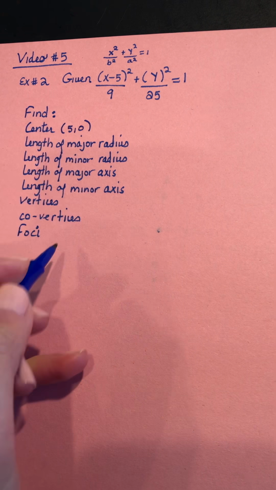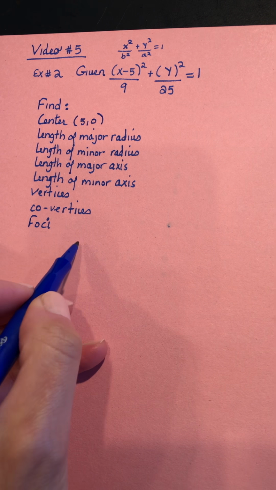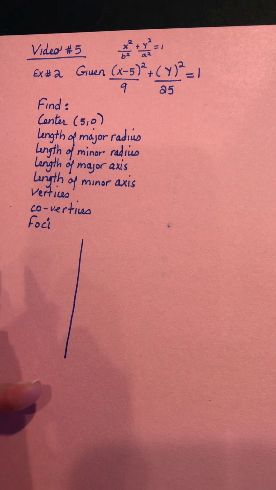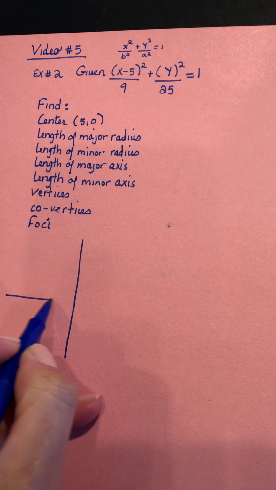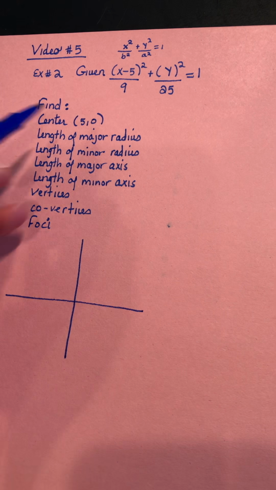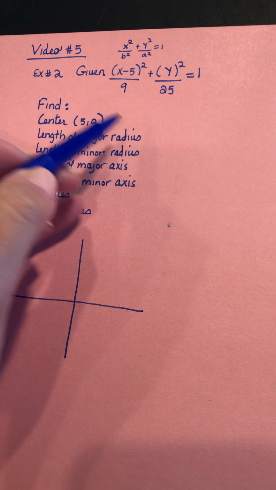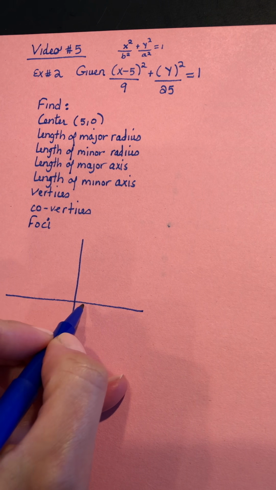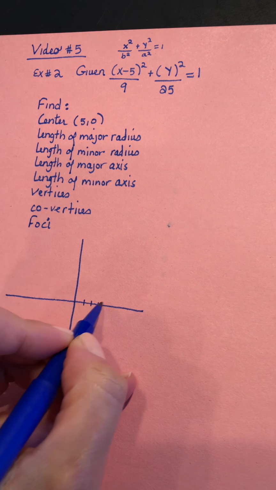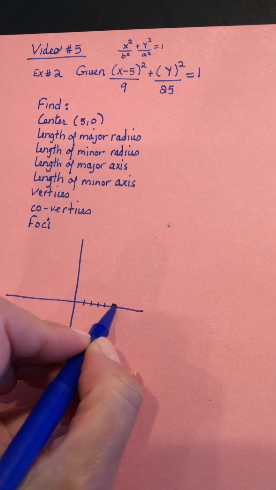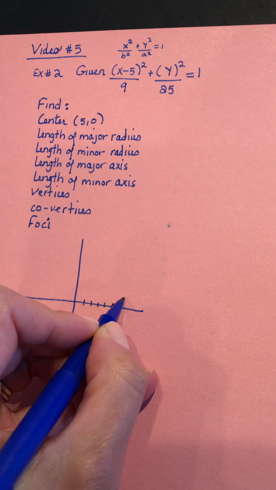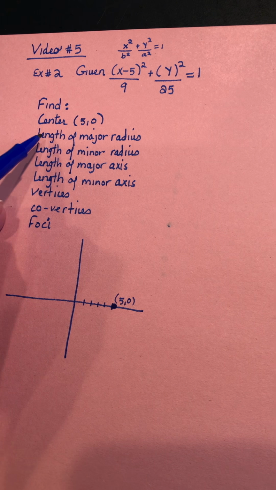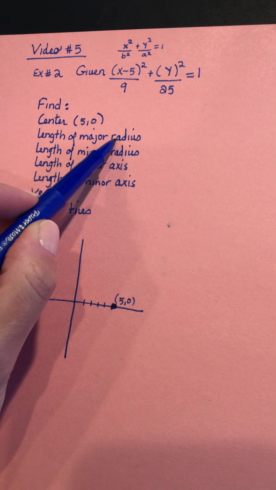So what I'm gonna do, and I think I'll probably go down here, is I'm going to draw a tall, skinny ellipse where the center is (5, 0), and then I'm gonna work my way out from there. So if I go over 5, and again, this is not to scale, 1, 2, 3, 4, 5, (5, 0), here is my center. Okay, now, the length of the major radius.